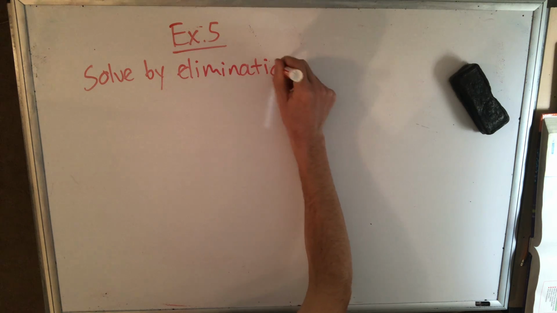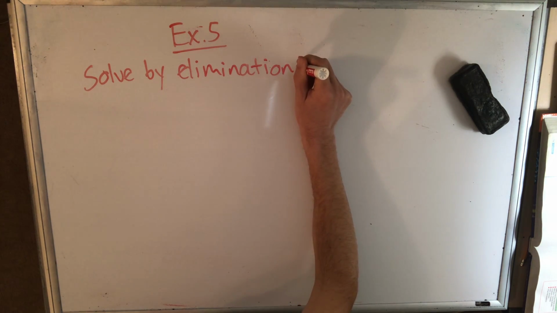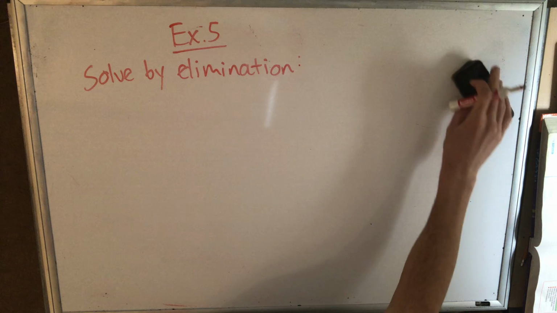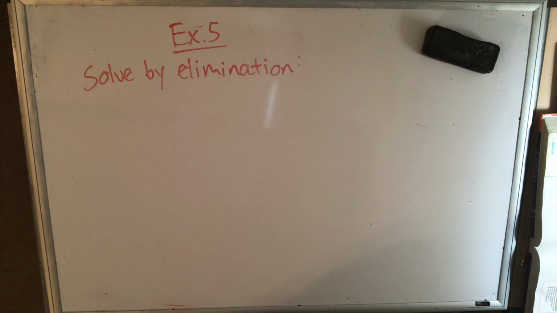This is one of the most important lessons in the entire book. This is foundational to algebra. It's used a lot in science, economics, business, solving a system of equations. Okay, example 5.